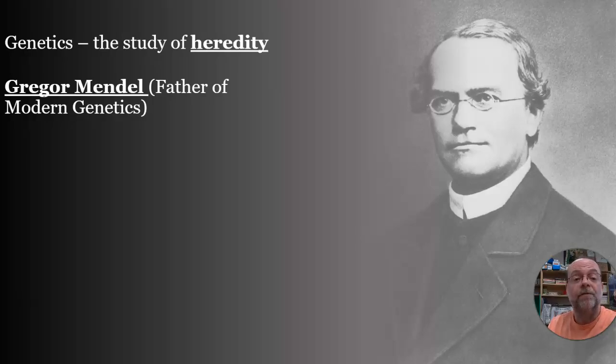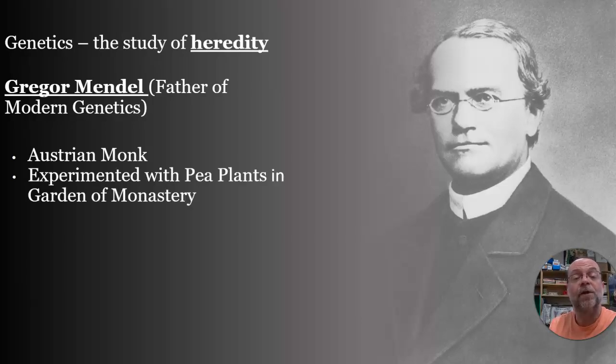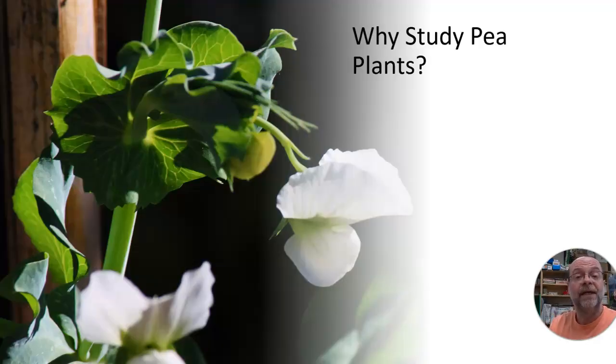Considered the father of genetics is Gregor Mendel, and he was an Austrian monk, and as part of his duties at the monastery, he grew vegetables, had a vegetable garden. And he experimented with pea plants. And we still use pea plants today to model genetic patterns.